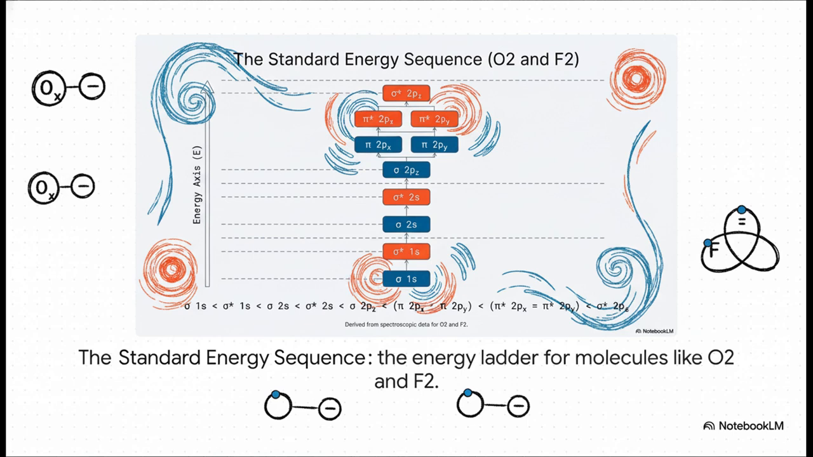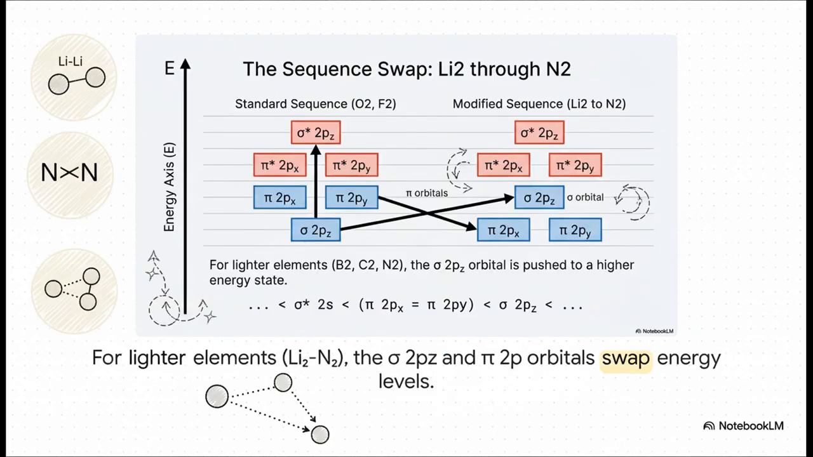It starts at the very bottom with the lowest energy orbital and builds all the way up to the highest. This is going to be our blueprint. But chemistry always has a twist, right?